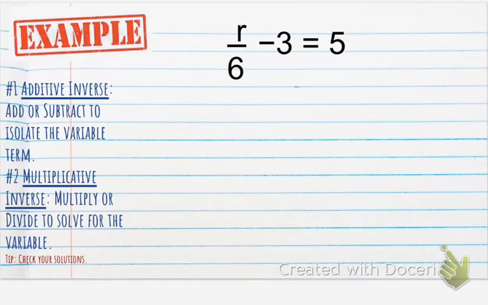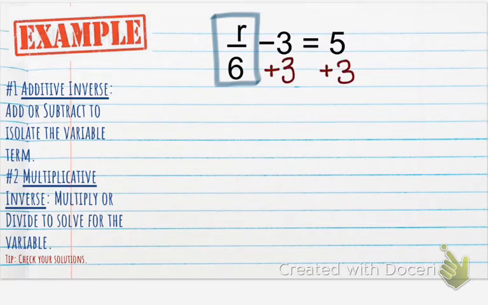So let's look at the first example. On this one, we have r divided by 6 minus 3 equals 5. The variable term in this example is r divided by 6. So what's happening to it? It's being subtracted by a 3. So what would thing 1 and thing 2 do? They would add. Remember, always do the opposite, just like thing 1 and thing 2. So we're going to add 3 to both sides.